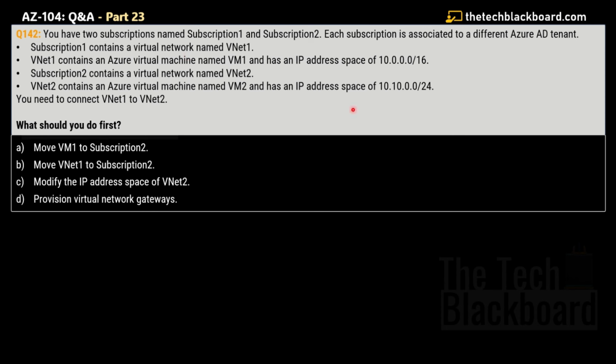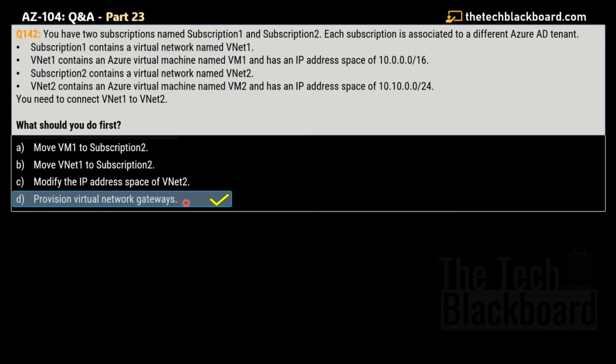You can connect virtual network 1 and virtual network 2. And for that, you would need to create a site-to-site VPN connection between the two virtual networks. And the first step to accomplish this is to provision the virtual network gateways in both the subscriptions. And that's why the correct answer for this question is option D, provision virtual network gateways.